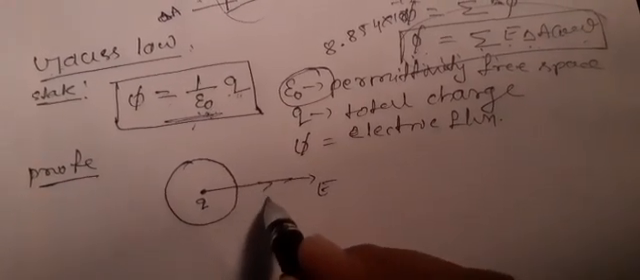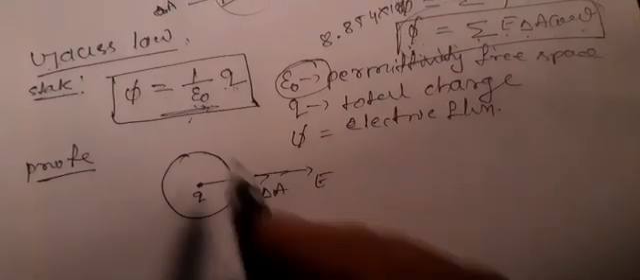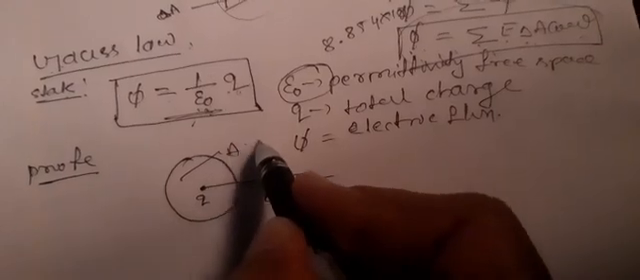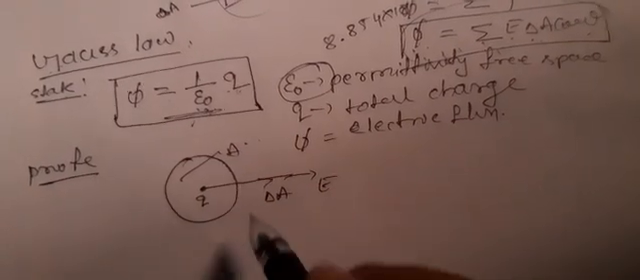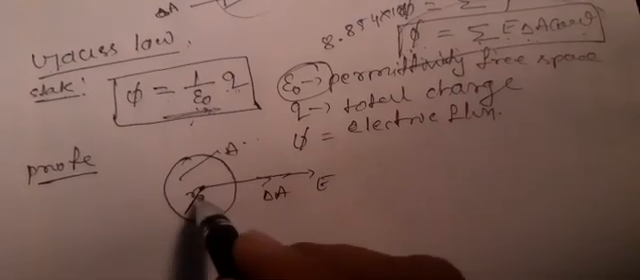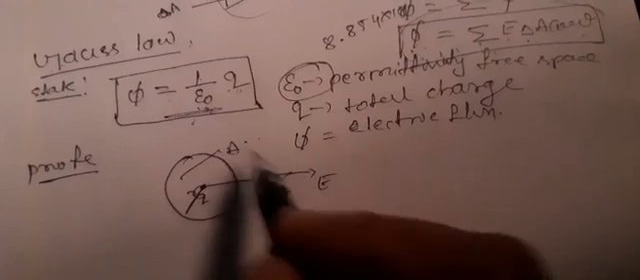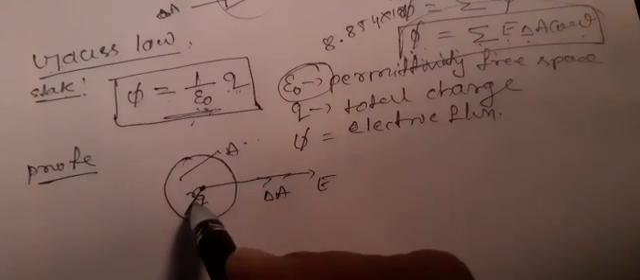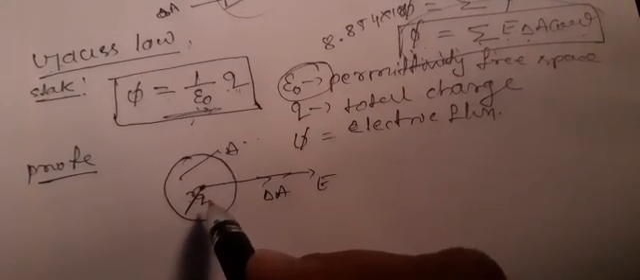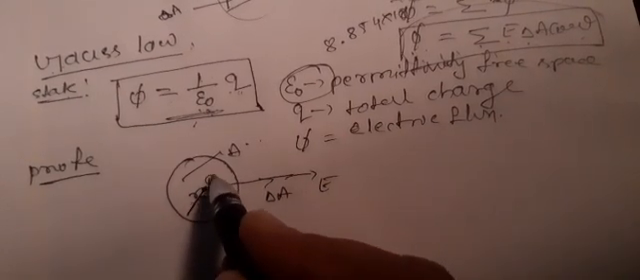The area element is delta A. Delta A is called the area element, and A is called the area of the surface. The radius of the sphere is taken as small r, and the single point charge Q is acting at the point O.